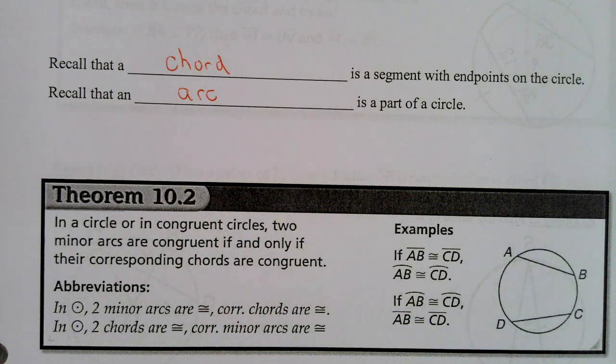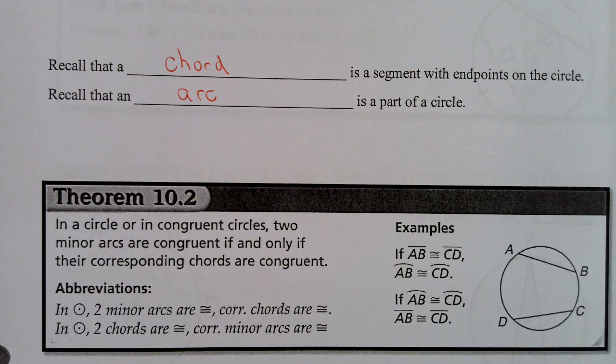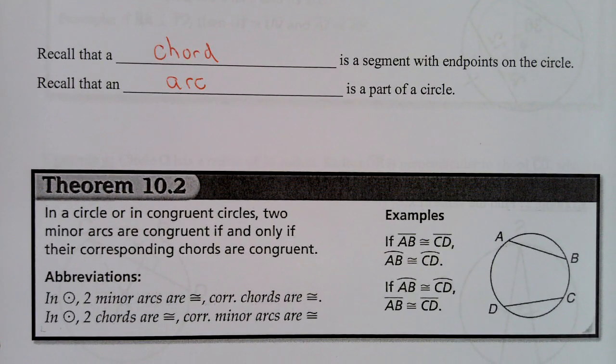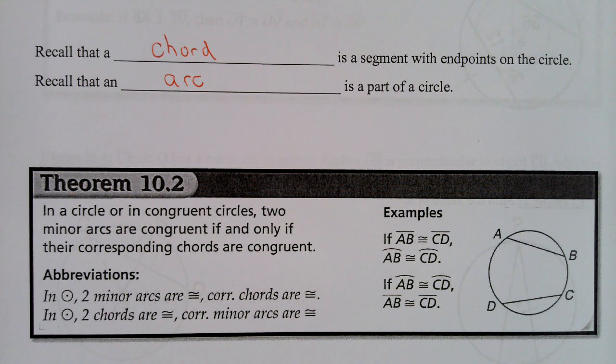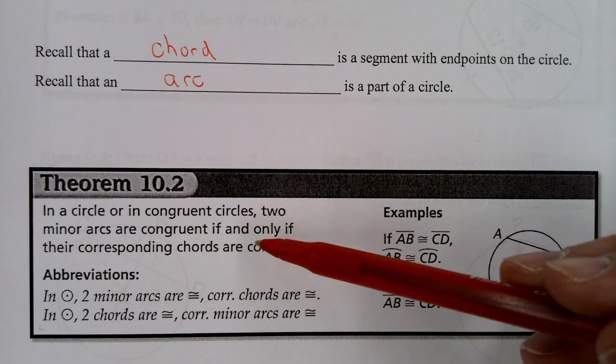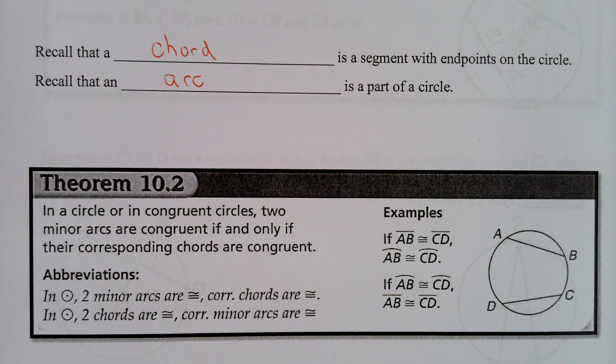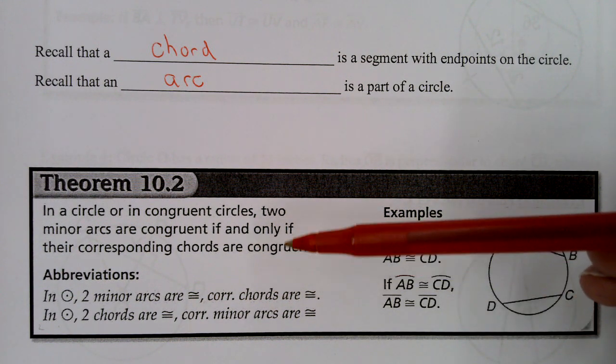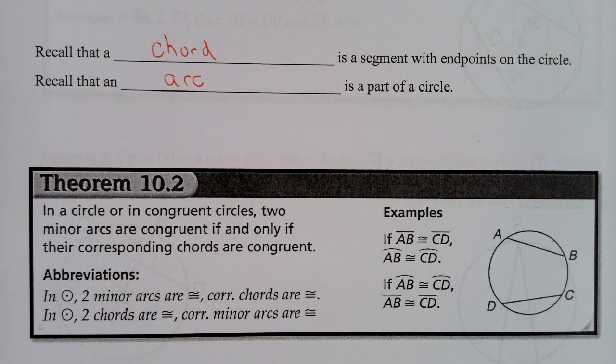Here's the first theorem for today. In a circle or in congruent circles, so in one circle and two circles that are exactly the same size, two minor arcs are congruent if and only if their corresponding chords are congruent. Remember, if and only if means you can read it both ways. It can go each way. If and only if, a biconditional.